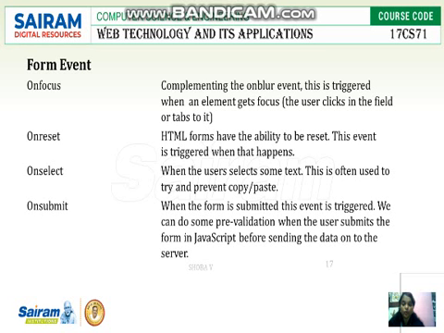onreset: this event is triggered when the form is reset. And onselect is used to try and prevent copy paste, when the user selects some text. onsubmit: when the form is submitted, this event is triggered. And if you go for pre-validation, it happens when the user submits the form in JavaScript before sending data to the server. In onsubmit, it just checks whether the field has the required information or not. Otherwise, you will get a false return message.